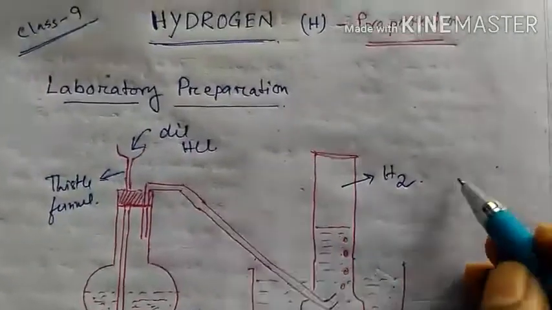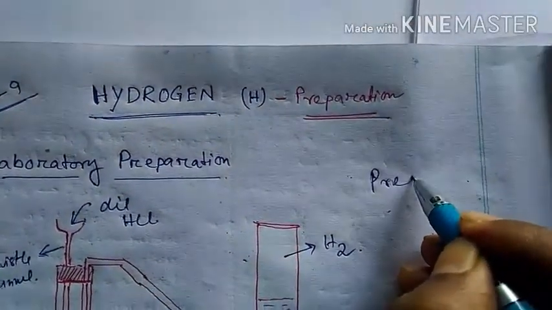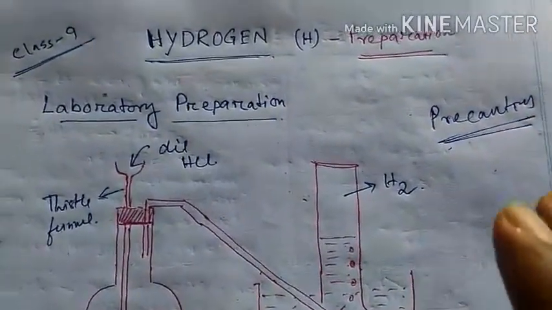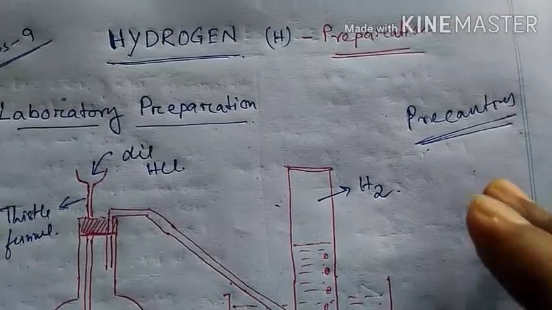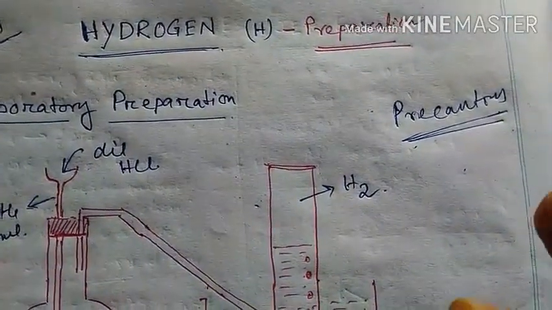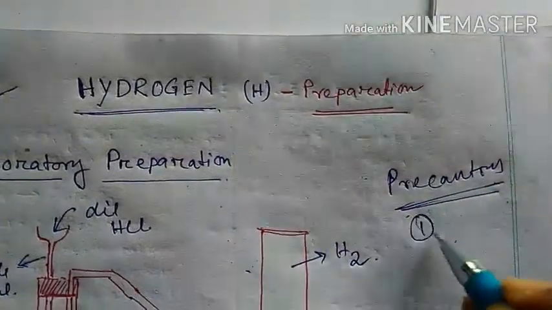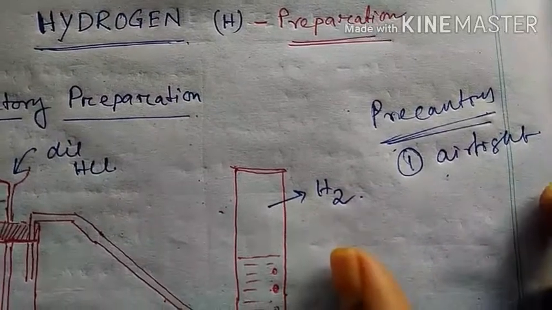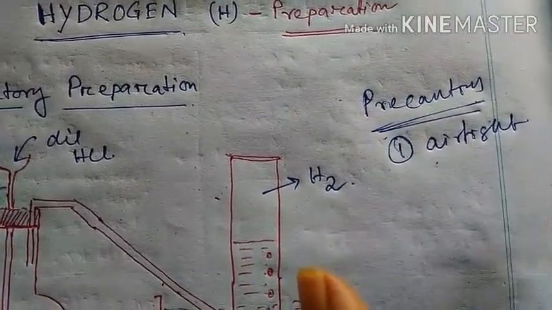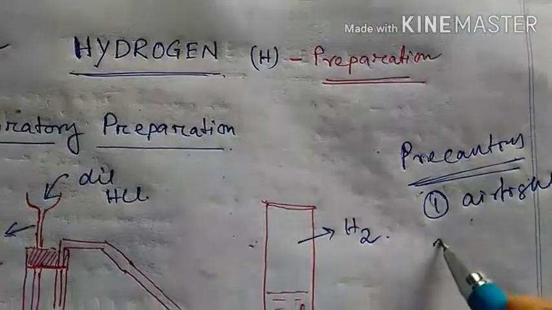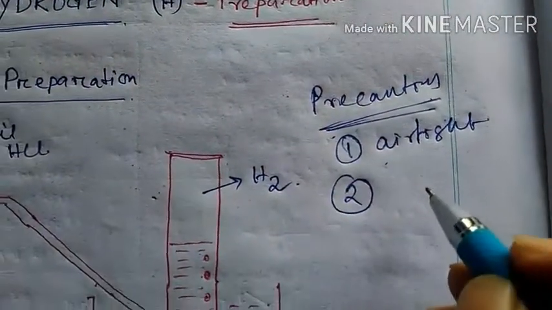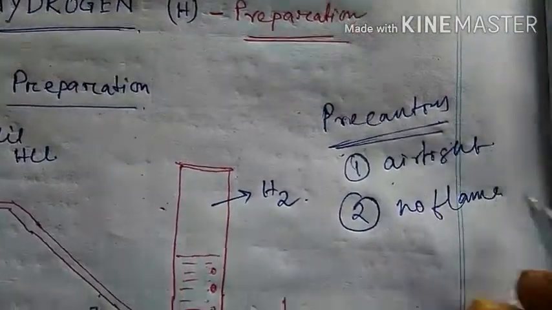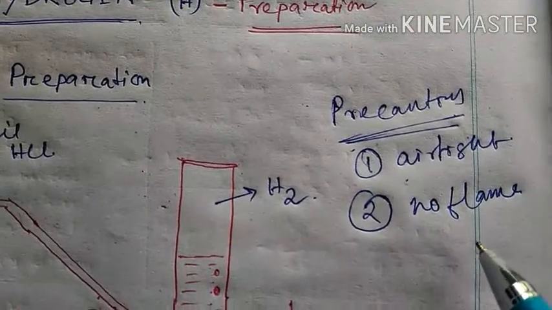Some precautions should be taken. I'm writing it here. Precautions. For this preparation, some precautions should be taken because hydrogen explodes violently near a flame. The first point, the apparatus should be airtight and there shouldn't be any leakage of gas. Point number two, there shouldn't be any flame burning near the apparatus.